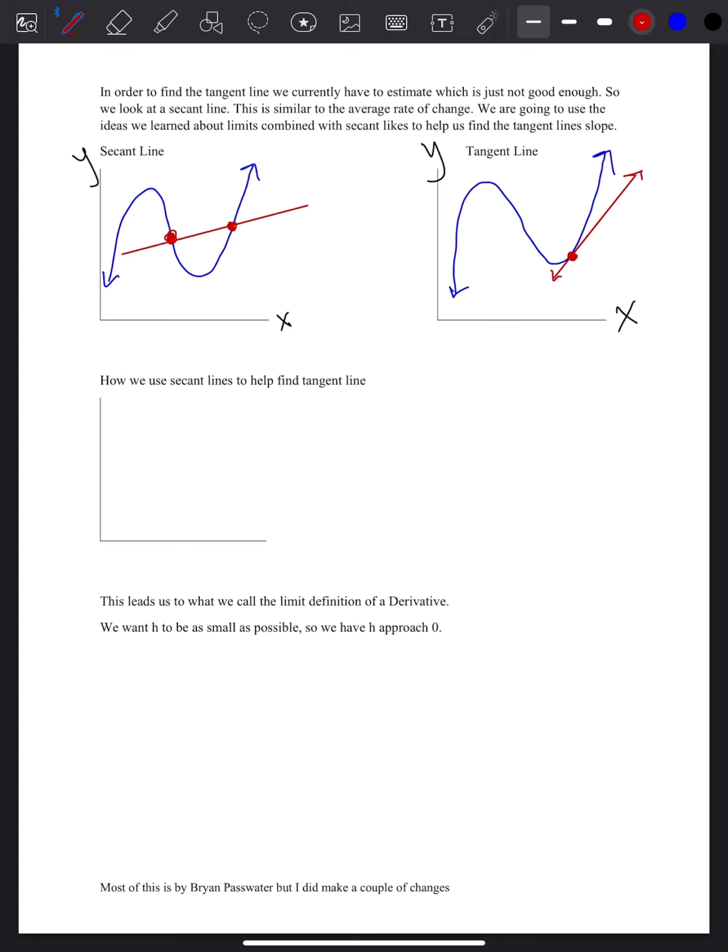So what we do is we use secant lines to help us find our tangent line. In our next video, that is what we're going to be talking about. It's kind of a lot, so it may take us a little bit.